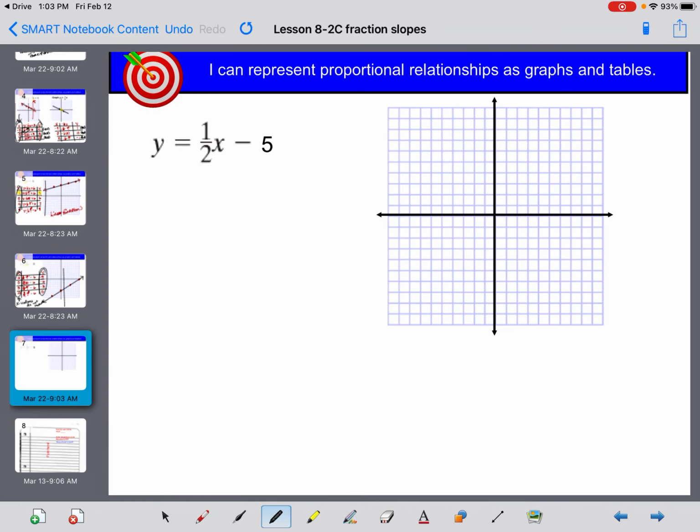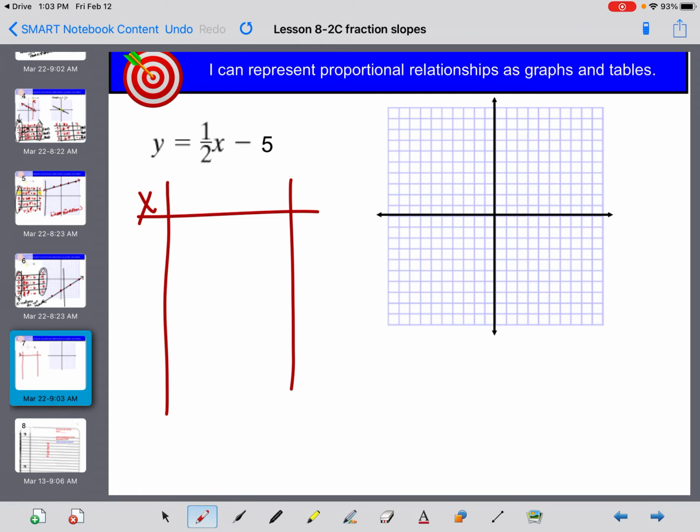All right, and for this one, we're just going to set up the table for this one, and then we're going to know that you can graph it. Again, I'm looking at this 2, so I go -2, 0, 2. 1/2 x minus 5. So 1/2 times -2 over 1 minus 5. And you get -1 minus 5 is -6.